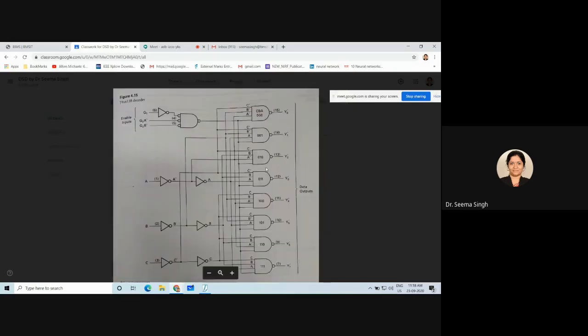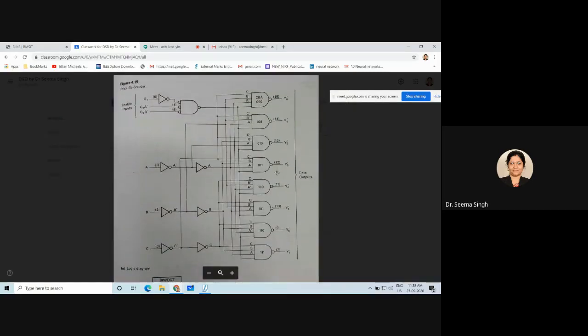Okay. Now I want you people to analyze this diagram, and if you have any doubt, please ask me right now. I'm giving you 1 minute. No doubt, everybody understood everything.